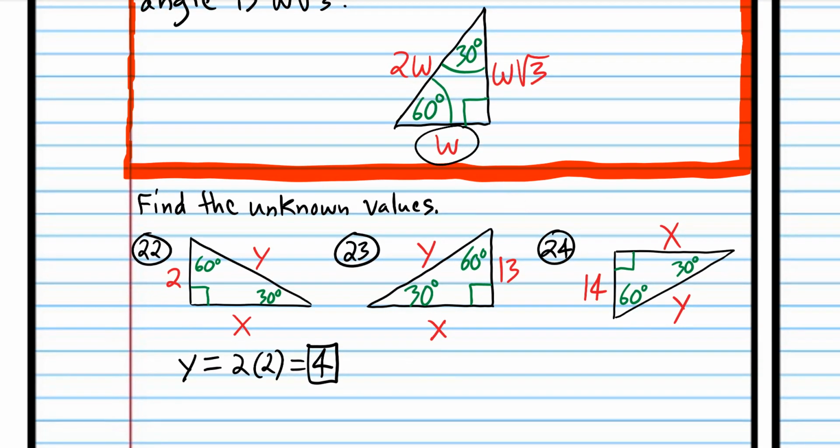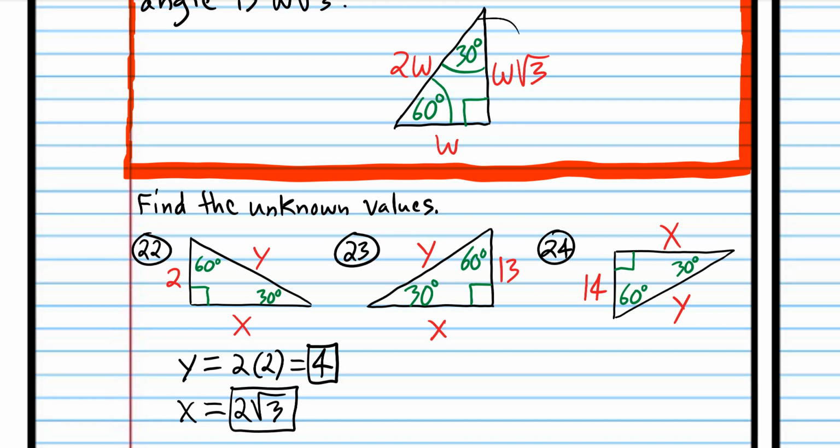Because remember, whatever the side opposite 30 is, the hypotenuse has to be double that. And this side here has to be 2 times root 3. Because, again, whatever W is, the side opposite 60 has to be root 3 times W. That's just the way these triangles work. So X has to be 2 times root 3, and that is the answer for X.